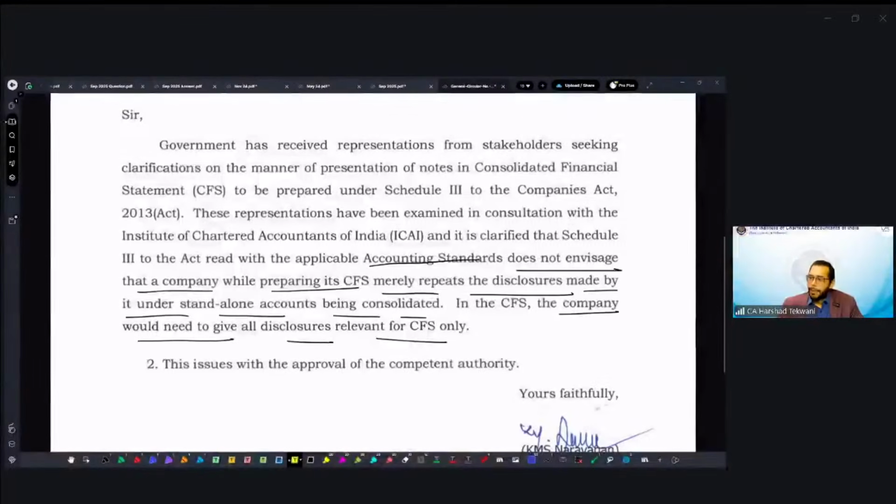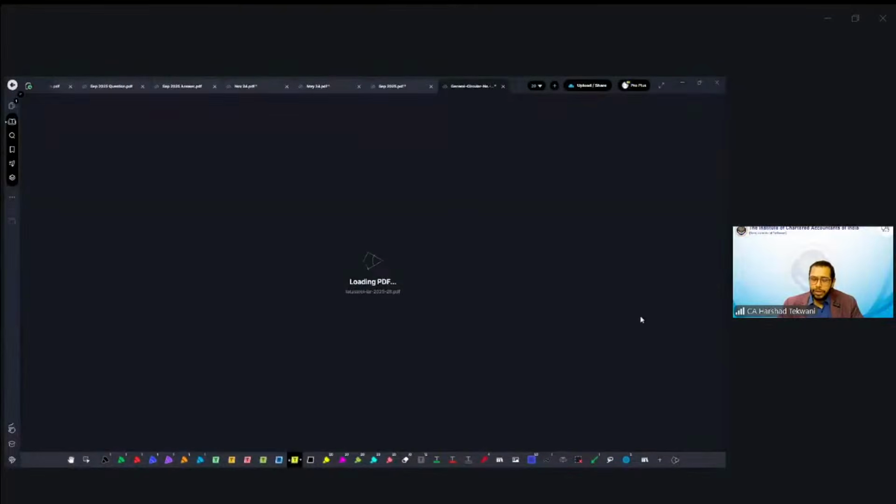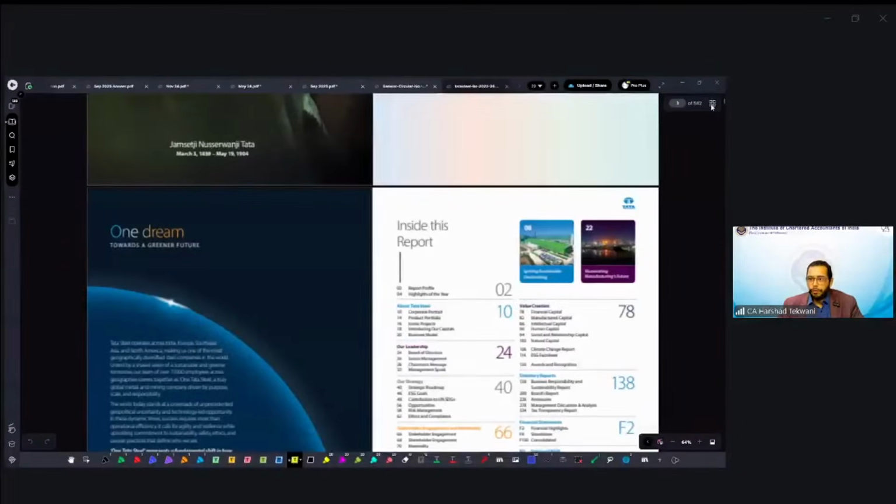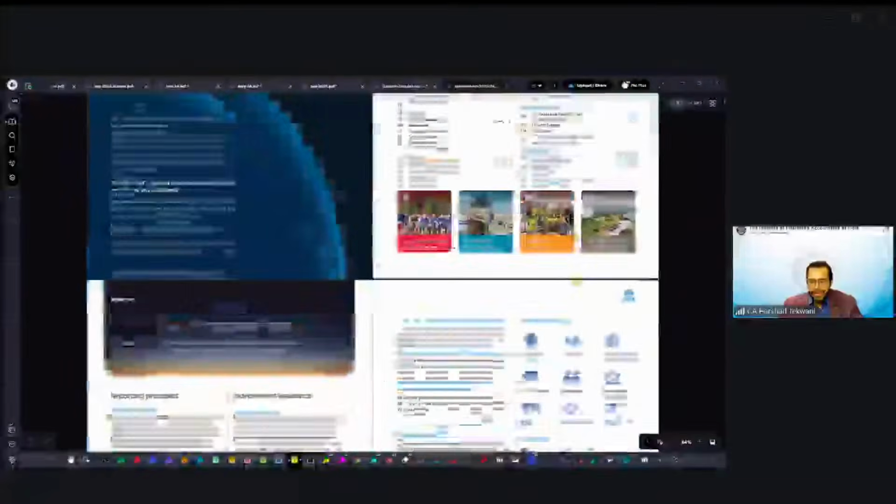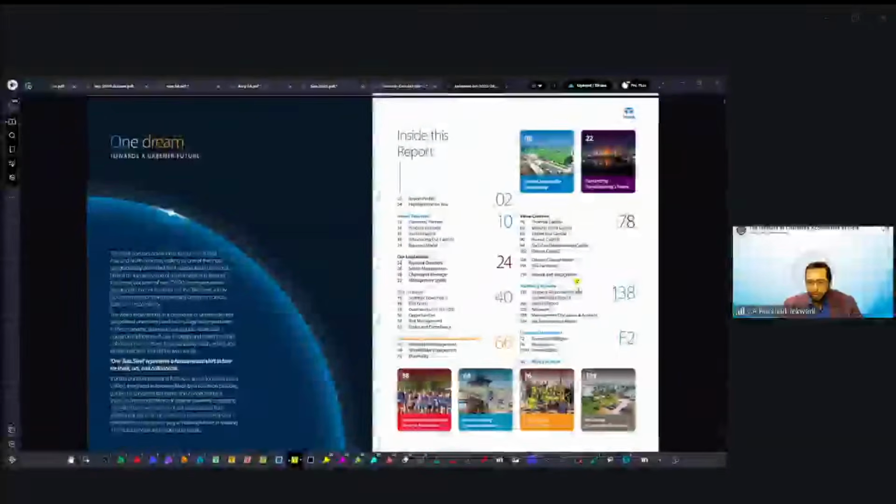So here it is, another audit report. Again, this is also available in the public domain, so do not focus on the name of the company as of now. We will go to the consolidated financial statements and the audit report on that.